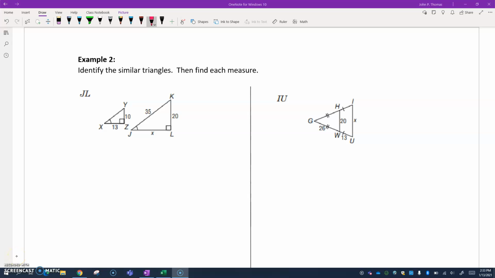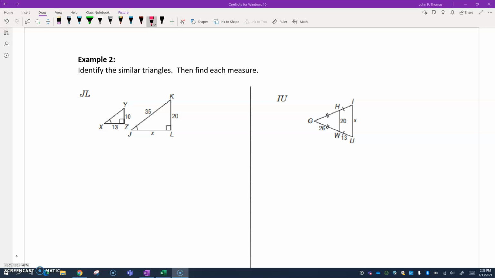All right, continuing on with section 7.3, part A, we're looking at these problems in example 2, and it says identify the similar triangles, then find their measure. So if I go through, a lot of times identifying similar triangles, I'll work this visually off a graph if it's not specified that I need to give the reason why, and kind of talk through.